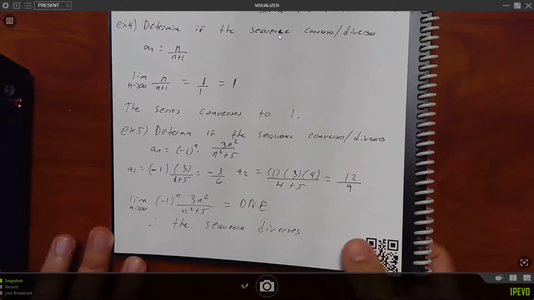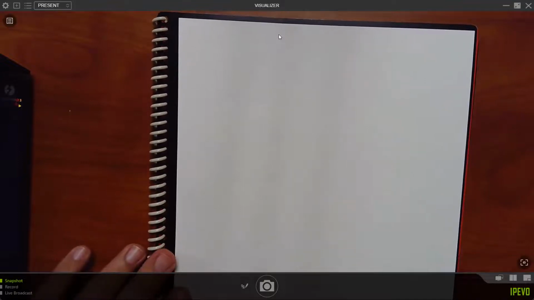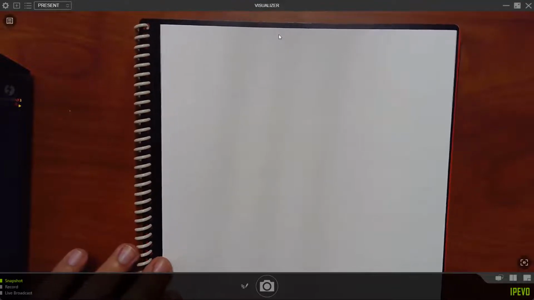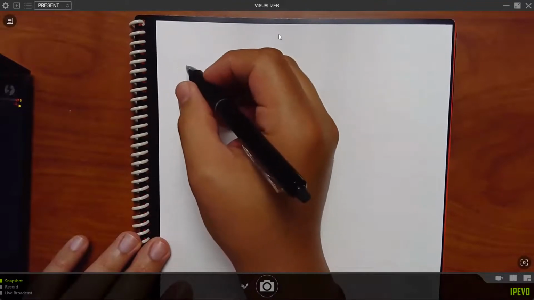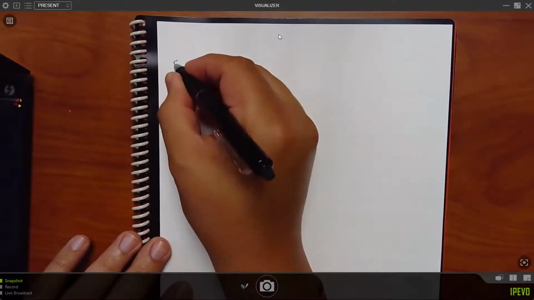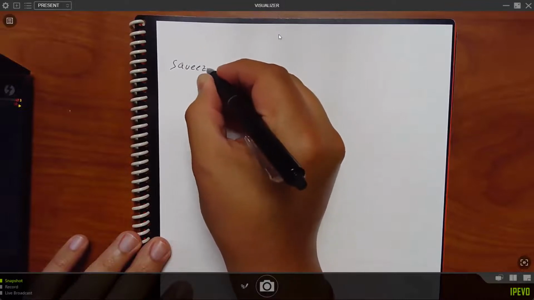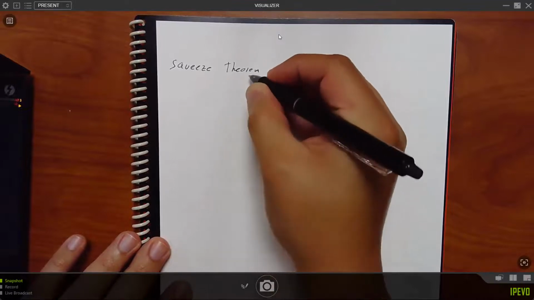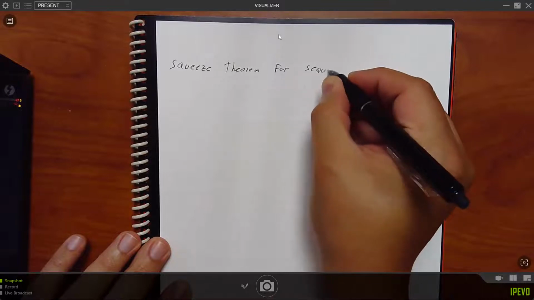You guys go on this page? We use some extra theorems and then we'll move on to a new section. This is the squeeze theorem. Some books call it the sandwich theorem, whatever. This is for sequences.